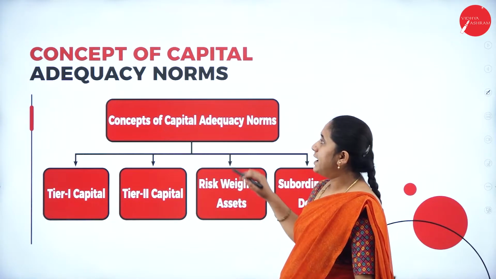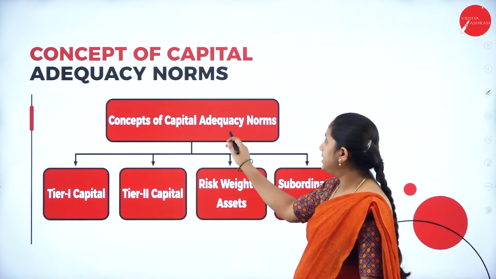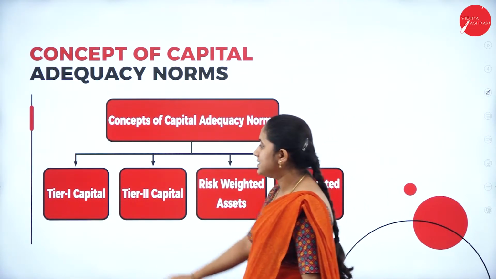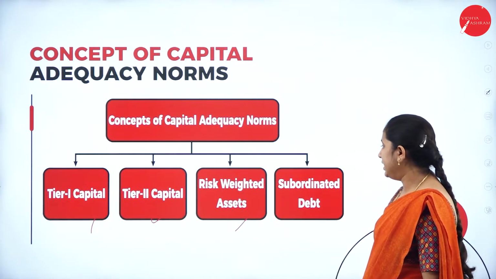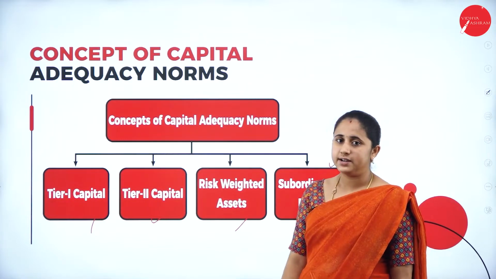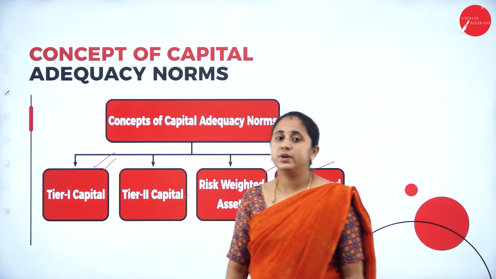This capital adequacy ratio can be explained through one diagram. Concepts of capital adequacy norms: first is Tier 1 capital, then Tier 2 capital, risk weighted asset and subordinated debt. Let us discuss them one by one. First is Tier 1 capital.